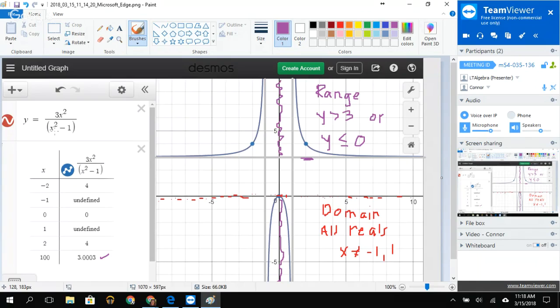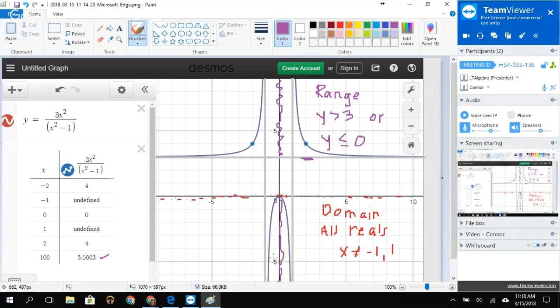You're going to get 3.0003, but you're never going to quite get there. So I'm pretty confident that y can't be equal to 3. Y can't be equal to 3. It has to be greater than 3.